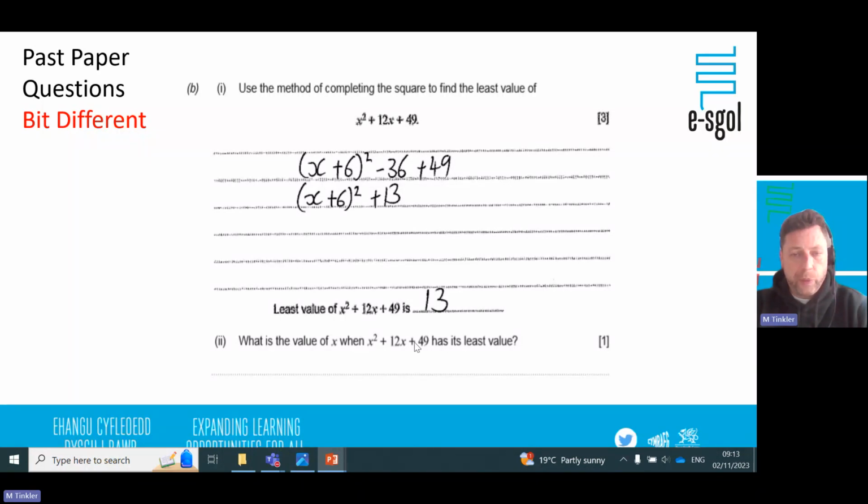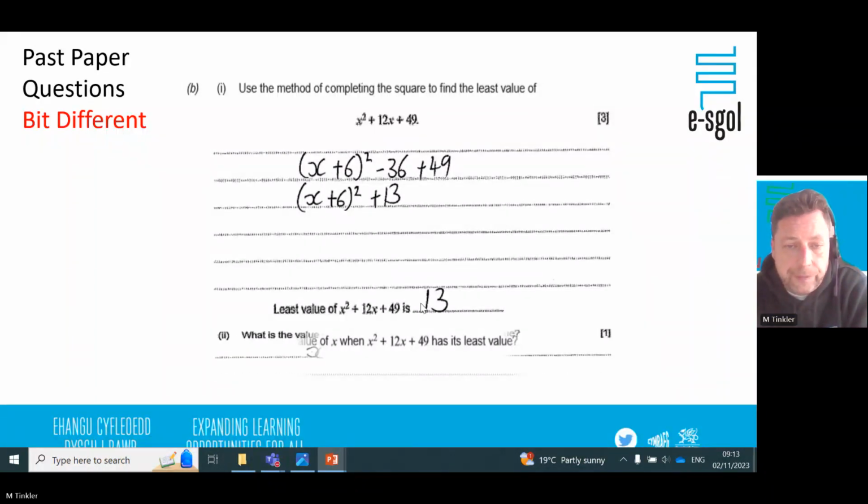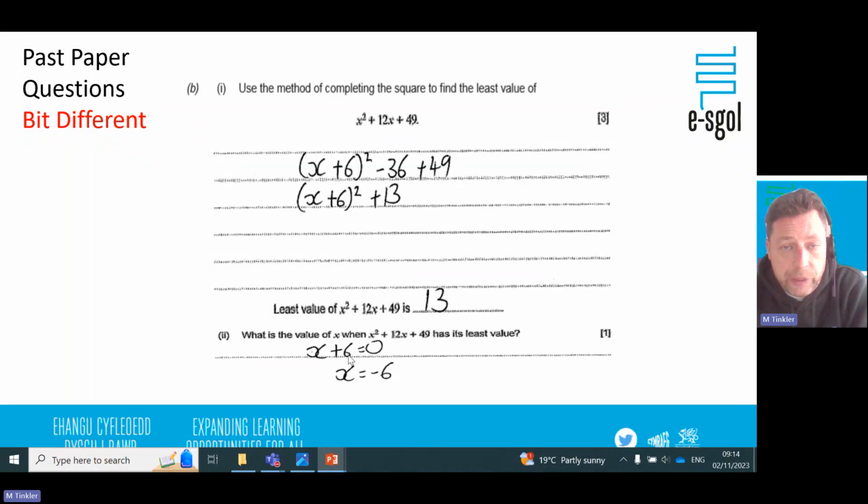What is the value of x when it has its least value? So this is written slightly different to the last slide, but it's the same thing. So the answer is for there, x plus 6 squared, it's got to equal 0. X plus 6 has got to equal 0. So x equals minus 6. Now I have shown a bit of working, but as long as I've written down x equals minus 6, I'd get the mark.